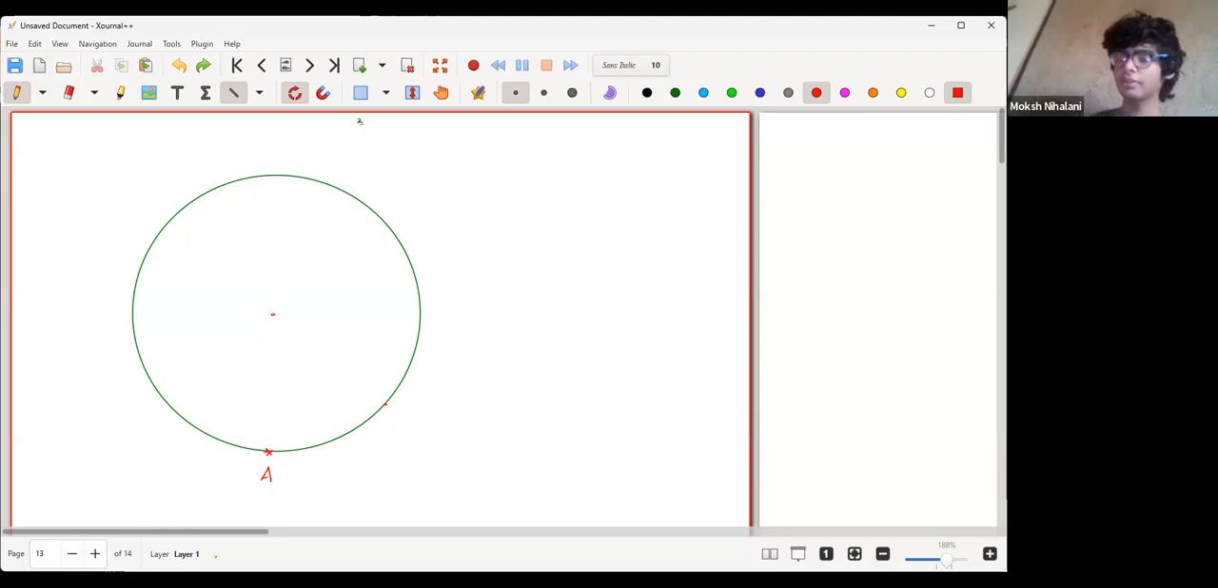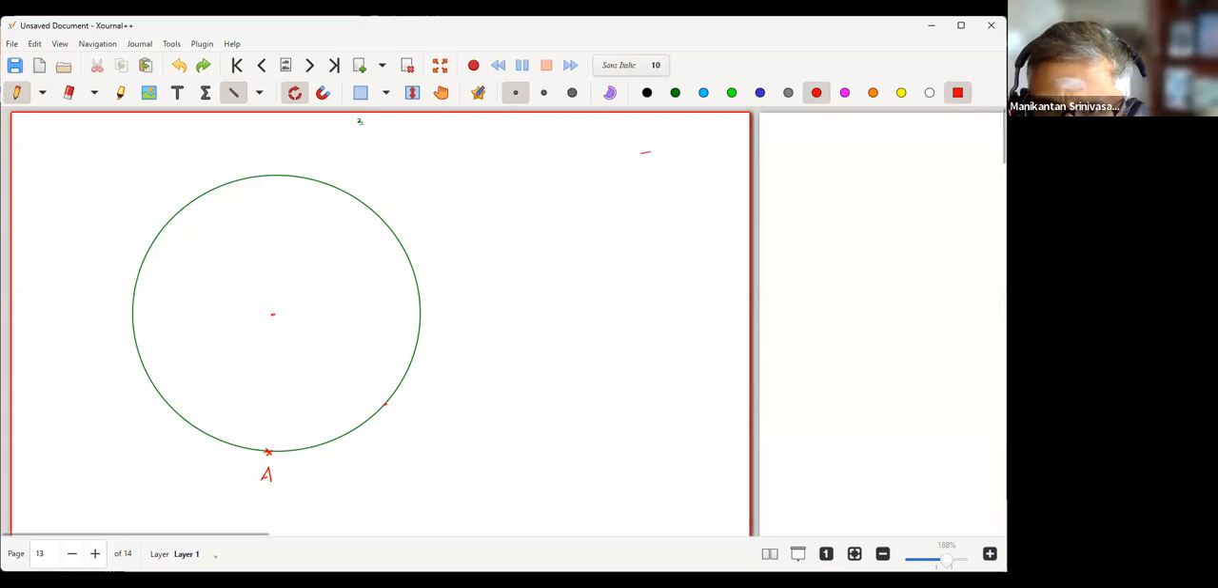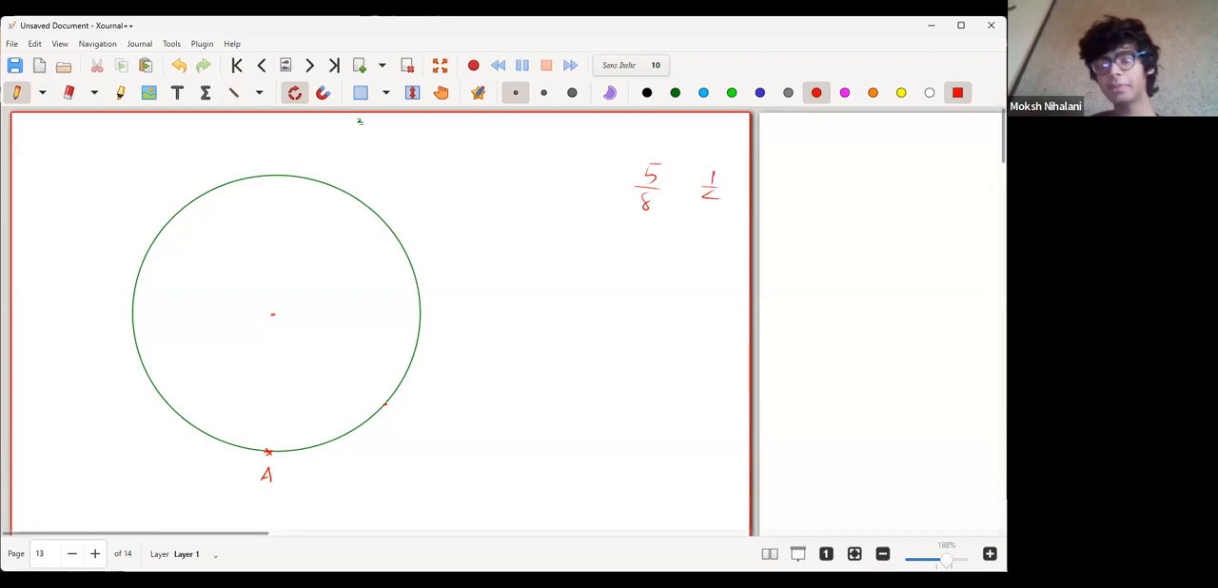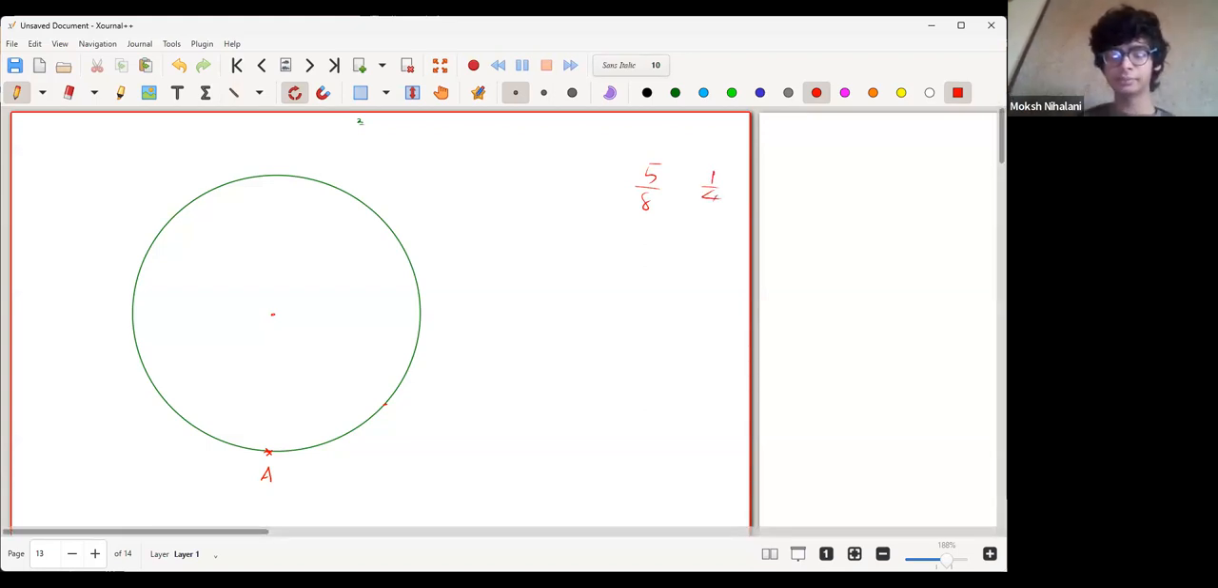Answer 5 by 8. So I thought 2 by 8. Which method is that Sid used, maybe you can modify it a bit by dividing it into 4 quadrants. Maybe that would be more effective. Okay, I heard 5 by 8 and 2 by 8. Any other answers?